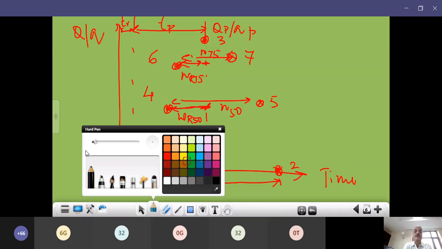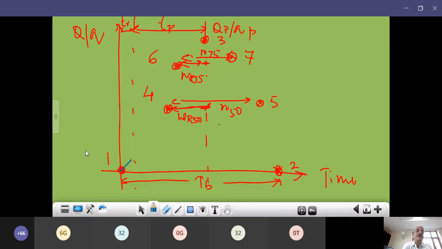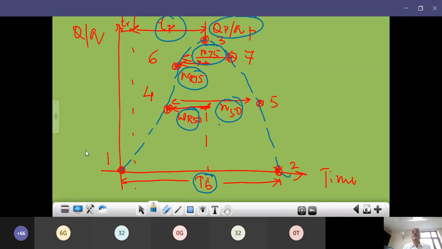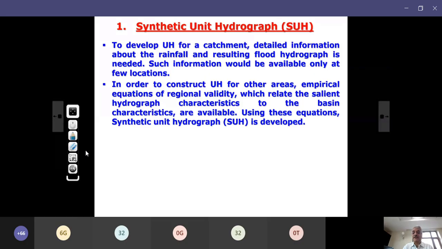And then through these 7 points, I draw a smooth line. This will be my synthetic unit hydrograph. Clear? Yes, sir. So what I need now is these 7 points, basically 1, 2, 3, 4, 5, 6, 7. If I know these 7 parameters, I can plot a hydrograph, which will be a synthetic hydrograph.